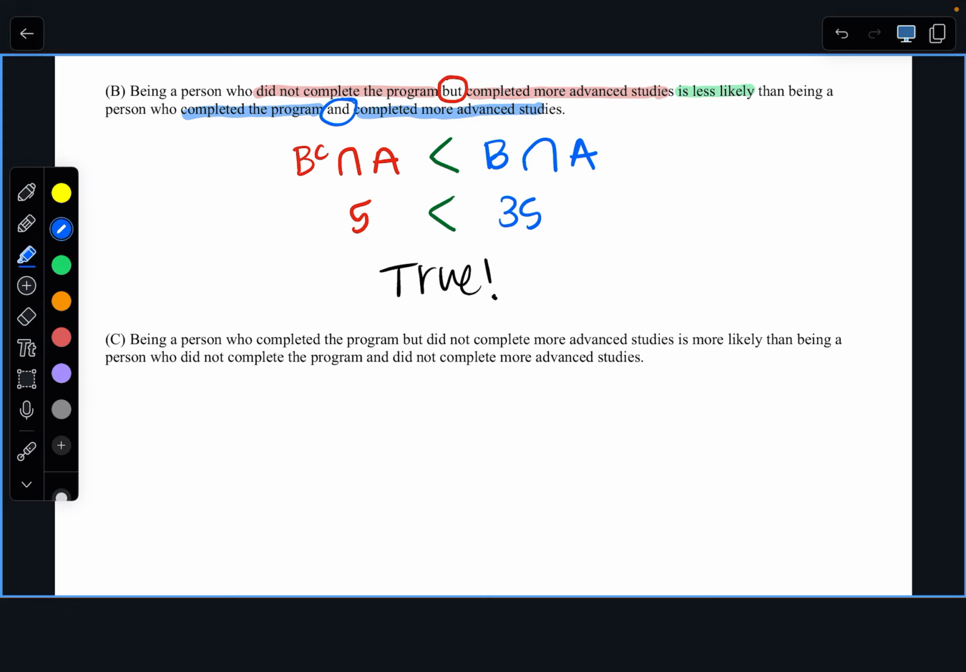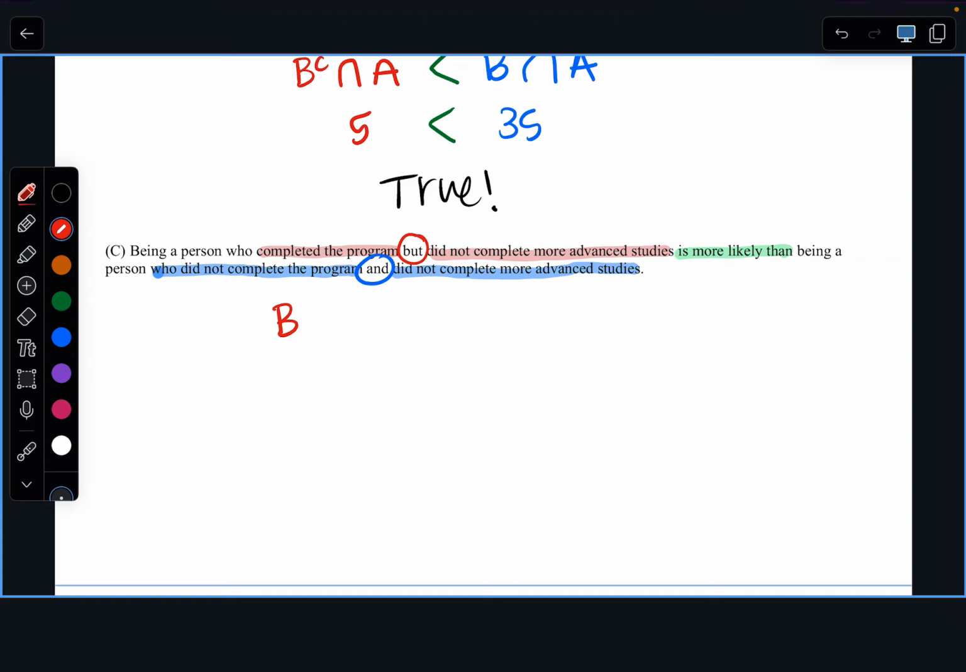And for the last one, we have being a person who completed the program, but, which again kind of functions as our "and," did not complete more advanced studies, is more likely than being a person who did not complete the program and did not complete more advanced studies. So completed the program is B. So I know my first statement is B, and did not complete more is A complement. More likely than did not complete the program and did not complete more advanced studies.